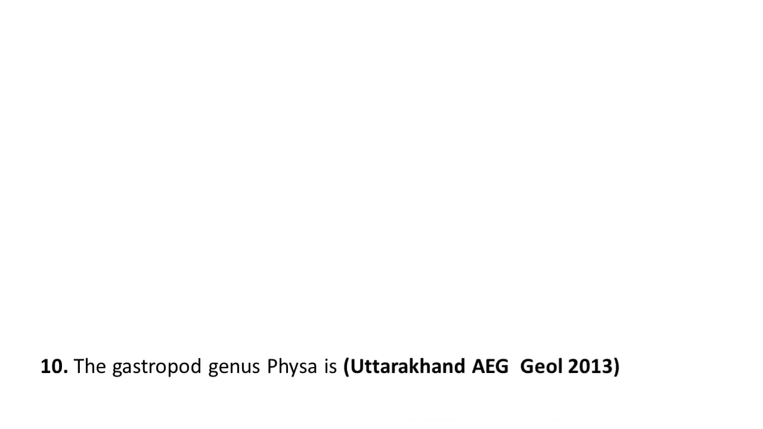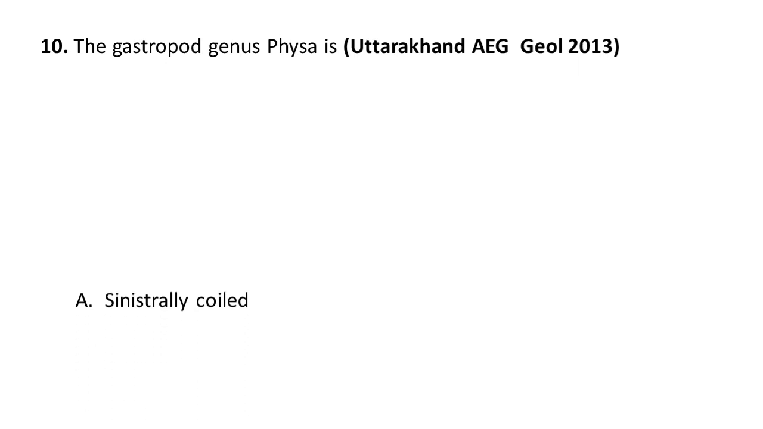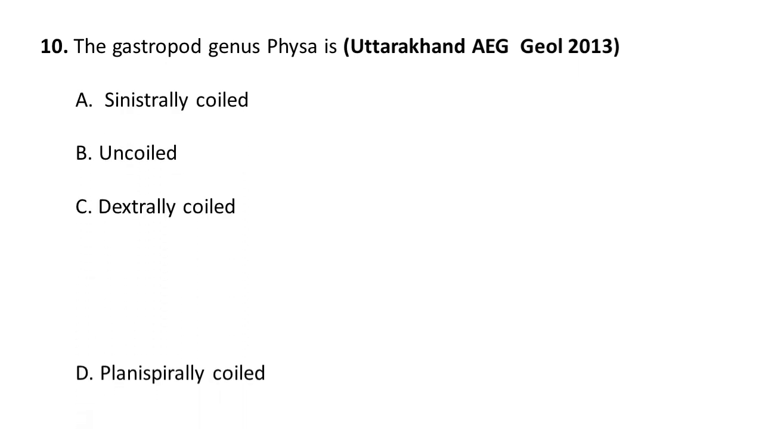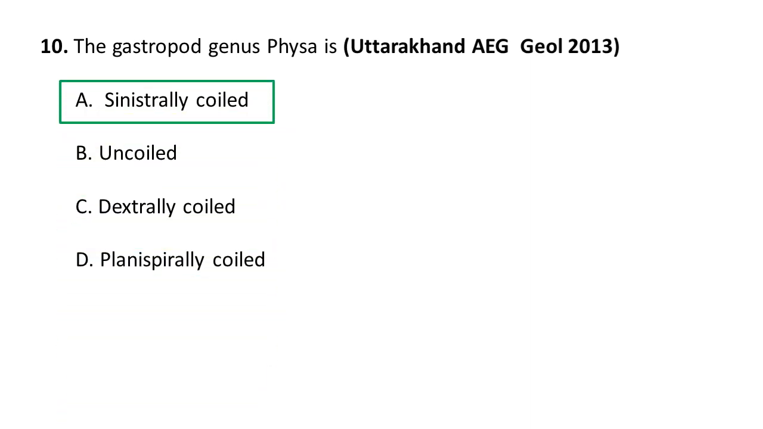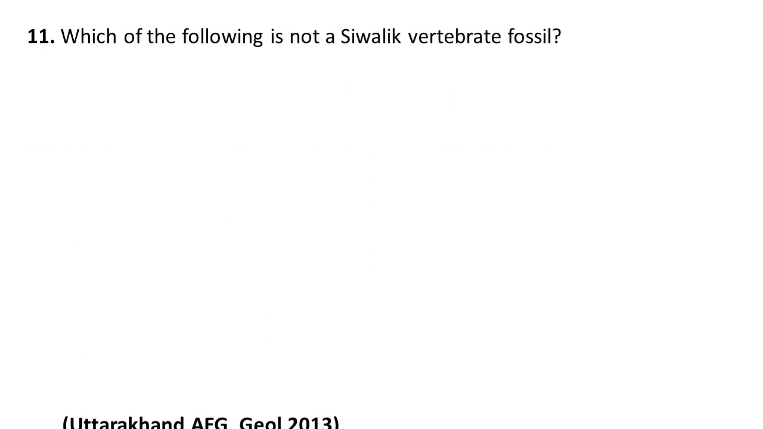Next question. The gastropod genus Physa is A. Sinistrally coiled, B. Uncoiled, C. Dextrally coiled, D. Plain spirally coiled. So the gastropod genus Physa is sinistrally coiled. It has sinistral shells, which means that the aperture is on the left side when the shell is held with the spire pointing up and the aperture facing the viewer. The shells are thin, transparent and corneous with a long and large aperture and a pointed spire. So the gastropod with sinistral coiling is known as Physa. Next question. Which of the following is not a cephalic vertebrate fossil?